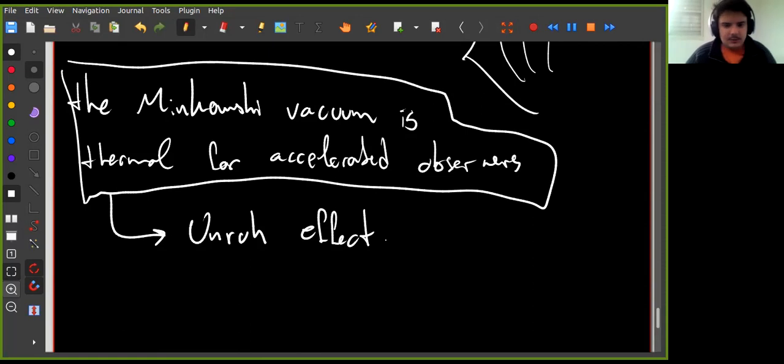Does this statement make sense to you? It should be somewhat shocking, actually, because we're used to think of vacuum as something that is empty. And what I'm saying is it is not empty, it is actually a thermal state. So you do get particles in this state. And these particles are in a thermal distribution for an accelerated observer. So the notion of a particle for an accelerated observer is different than the notion of a particle for an inertial observer.